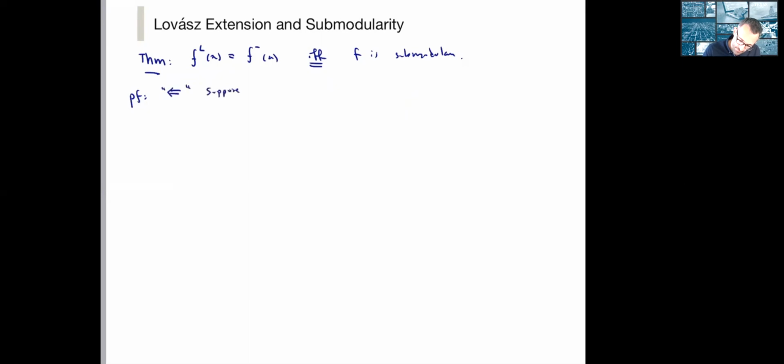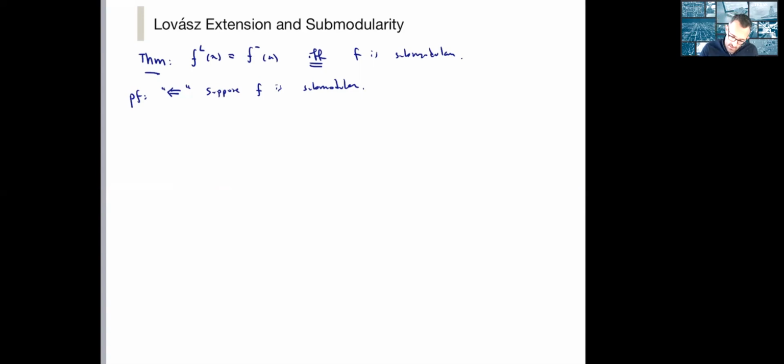Suppose f is submodular. We're going to show that these two extensions coincide. Now, remember that f minus is defined by minimizing the sum of alpha s f of s over all distributions whose expectation gives us the point x. And there could be more of those.